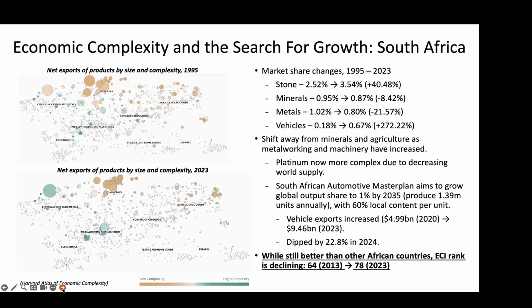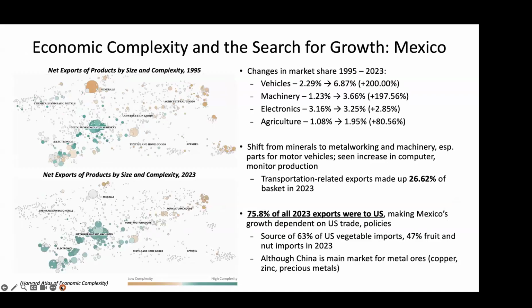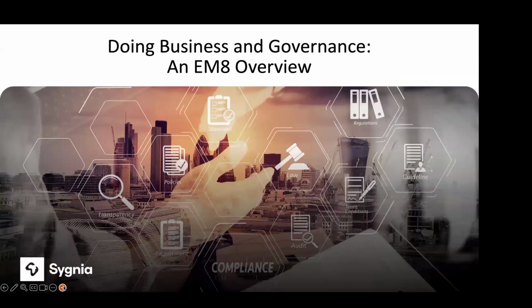Relative to other countries, we've actually moved down in our ECI ranking. Now, that's partly because we've had deindustrialization. Also, other countries have become more complex. Mexico, also a little bit of a mixed bag, although better than South Africa in terms of growing its metalworking, machinery and electronics components. But again, that dependence on the US is a challenge.